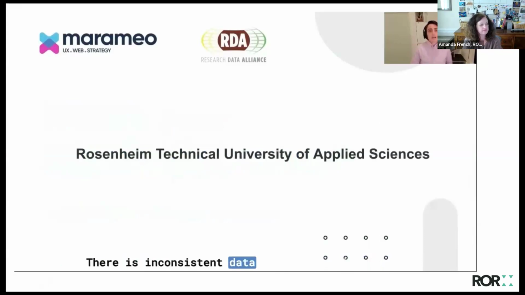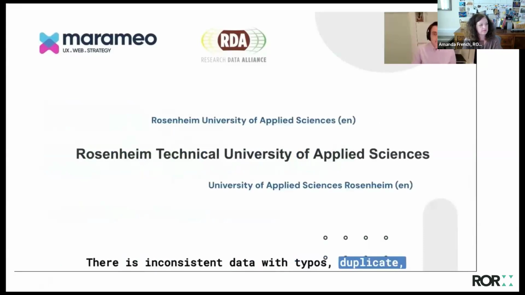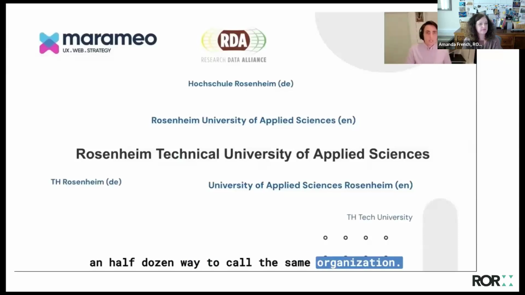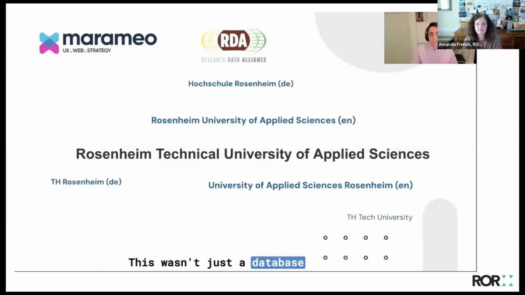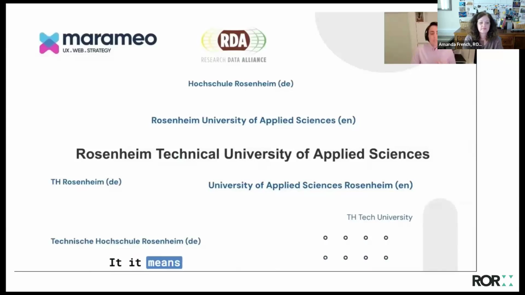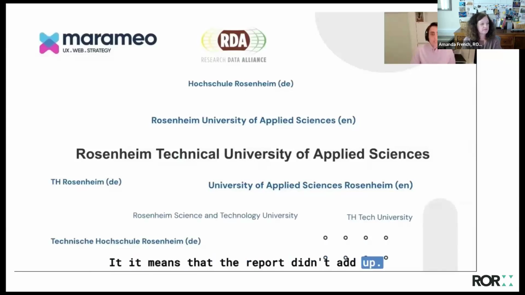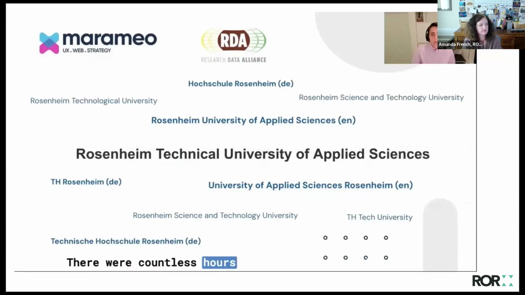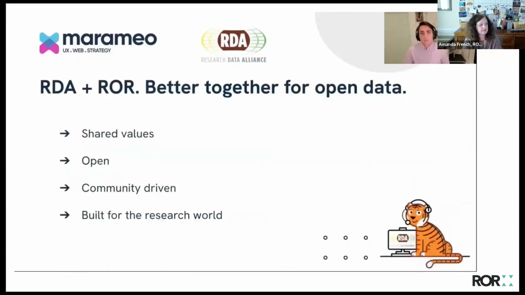There is inconsistent data with typos, duplicates, and half a dozen ways to call the same organization. This wasn't just a database problem. It means that the reports didn't add up. There was trouble linking affiliations. There were countless hours manually cleaning things up. With hundreds of records, maintaining consistency was a nightmare, and it wasn't scalable. We needed a smarter, structured approach.